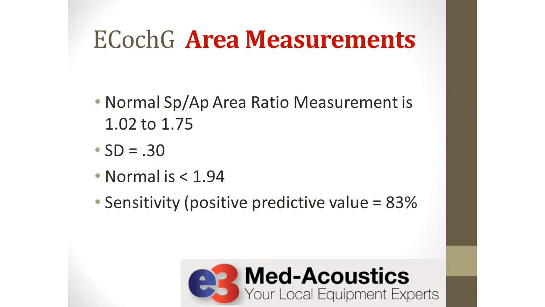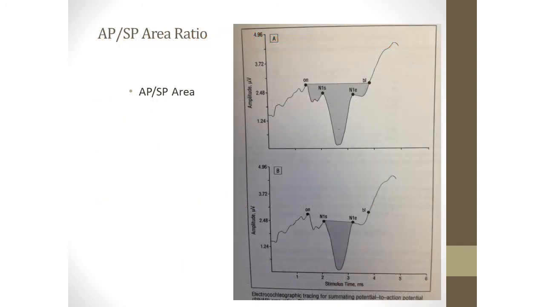There is a new test, and some of the manufacturers like Interacoustics and Biologic already have it on their equipment, and the other manufacturers are putting it on their equipment even as we speak. That's a measurement of the area. It's the ECOG, not only the SP/AP ratio, but the area ratio. That's the area under the curve, right? And why would we want to do this? Well, the sensitivity is higher. The sensitivity isn't 63%, now it's 83%, and it's very, very easy to do.